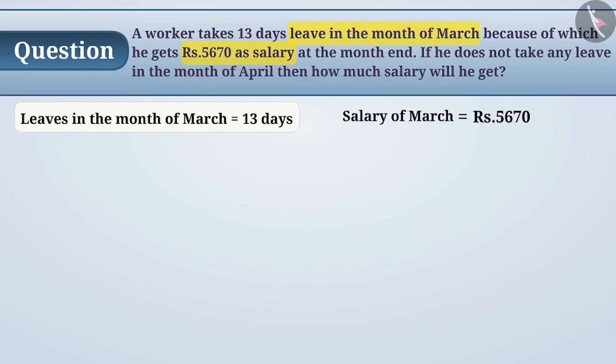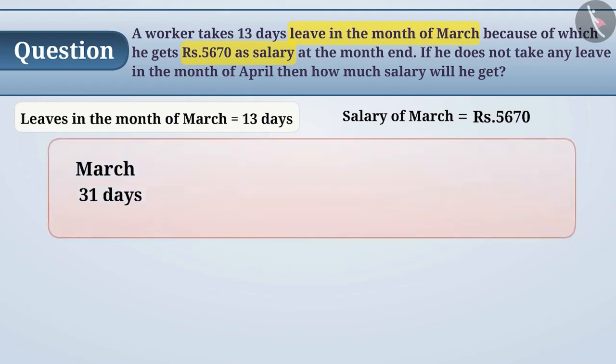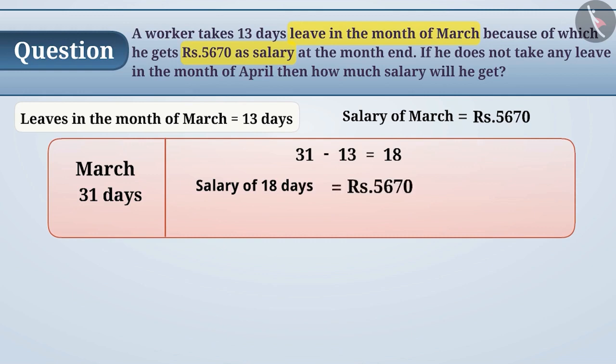You have got it right. There are 31 days in the month of March. Out of these, he has not worked for 13 days. Therefore, at the end of the month, the worker will be paid for 31 minus 13, which is equal to 18 days only. Since salary of 18 days is equal to rupees 5,670, salary of 1 day is equal to rupees 5,670 divided by 18, which is equal to rupees 315.